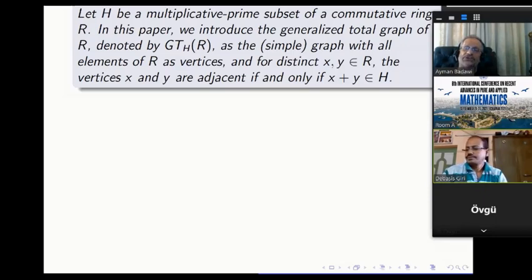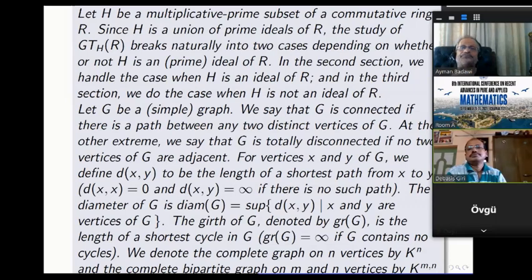What do I mean by adjacent? They are connected by an edge if and only if, when I add them, I stay in H. So your H is a multiplicative prime subset, and the vertices are all elements of the ring. And how you connect two vertices: if you add them, you stay in H. Okay. All right, I will come to that whenever I need.